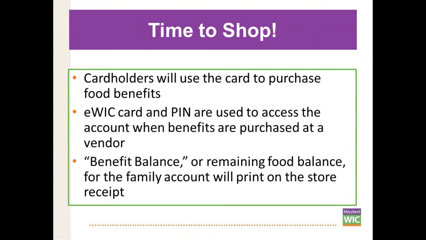Now it's time to shop. Cardholders will use their eWIC card at the grocery store to pay for the food benefits they have selected. The eWIC card and PIN is used to access the account when benefits are purchased at the vendor. You can think of this as using a debit card for making purchases from a checking account. Benefit balance or remaining food balance for the family account will print on the store receipt. All food items do not need to be purchased in one visit. Even one item of a monthly benefit can be purchased in one shopping trip.